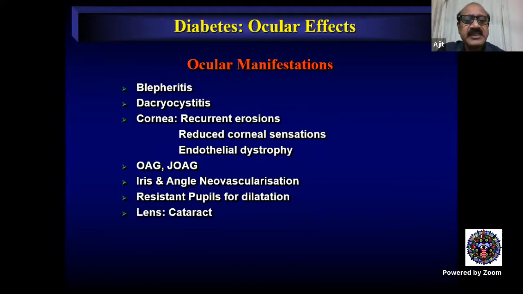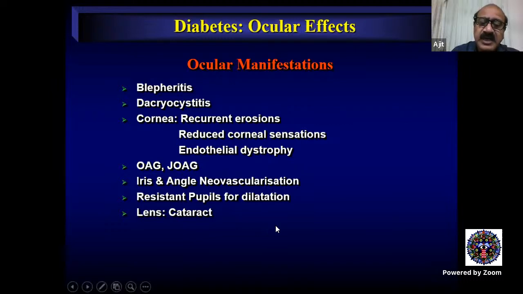If you see the ocular manifestations: chronic blepharitis, dacryocystitis, recurrent erosions, reduced corneal sensations, and secondary effects. Diabetics are more prone to endothelial dystrophy, and POAG and juvenile open-angle glaucoma are also very common. Advanced diabetic retinopathy changes can also lead to iris and angle neovascularization. Another cause of angle and iris neovascularization is ocular ischemic syndrome. There can be carotid changes, so there is always an indication for carotid Doppler in diabetics to look for narrowing of the vessels. These patients are also prone to resistant dilatation in the clinic.